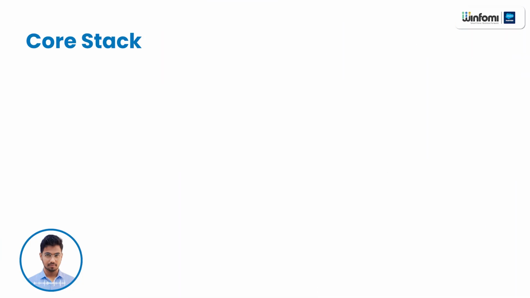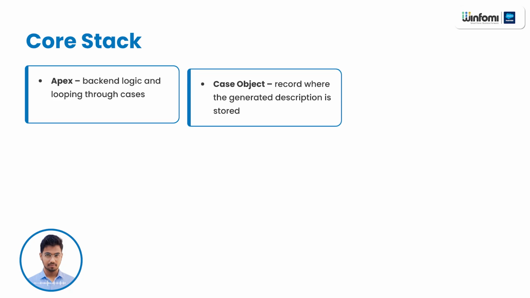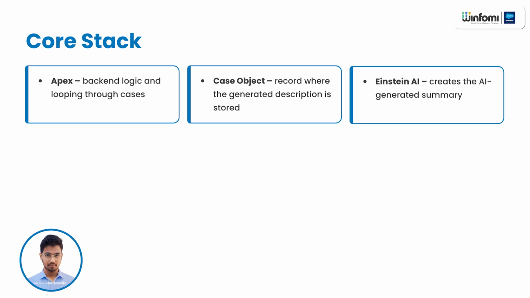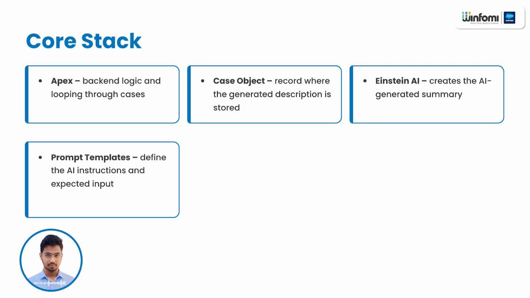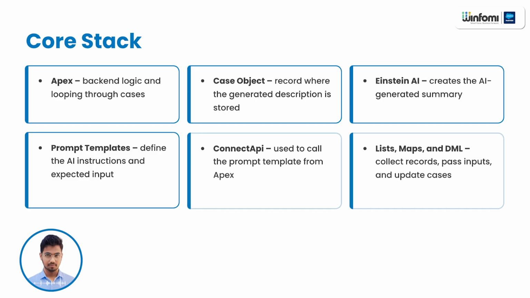Let me show you what technologies are used inside that. First, the core stack: Apex is the backend logic and loops through cases. Then the case object, which is the record where the generated description is stored. Einstein AI creates the AI-generated summary. The prompt template defines the AI instruction and expected output. And then there is Connect API, a tool used for calling the prompt template inside Apex. So let me show you how this works.